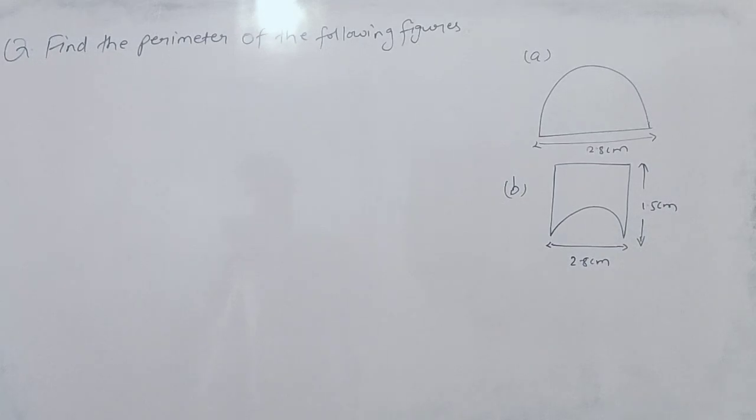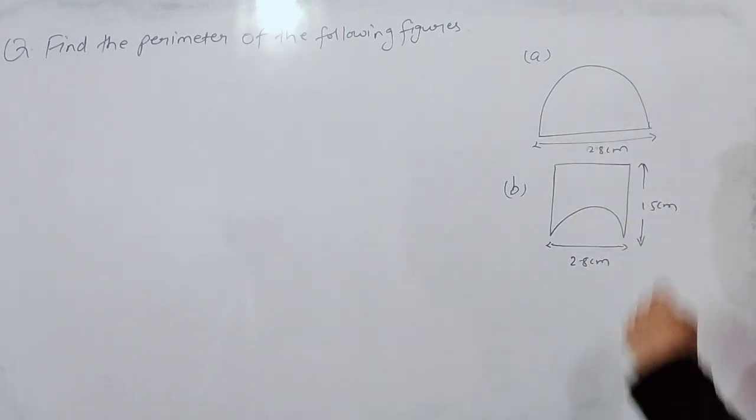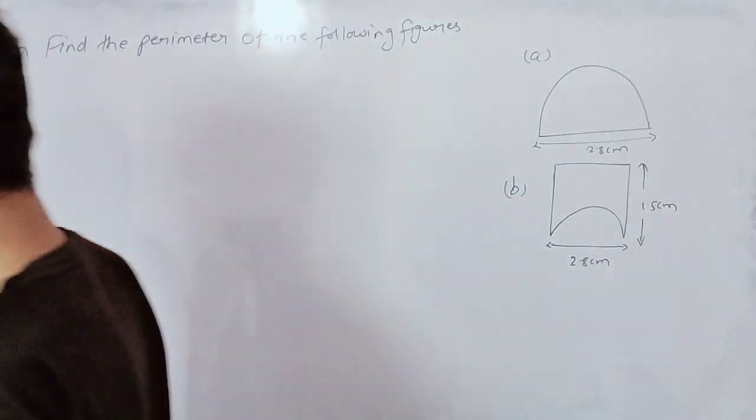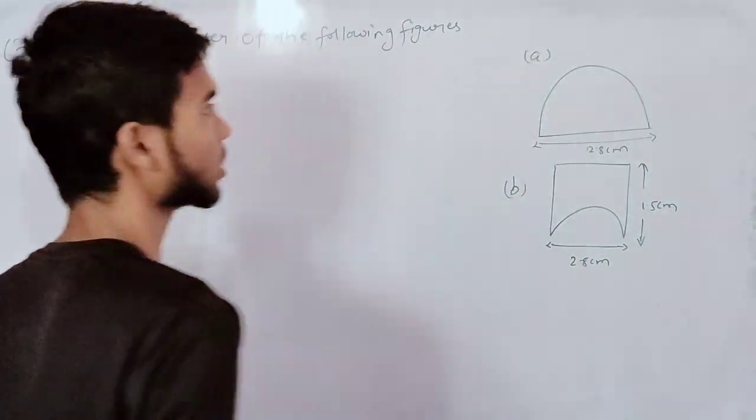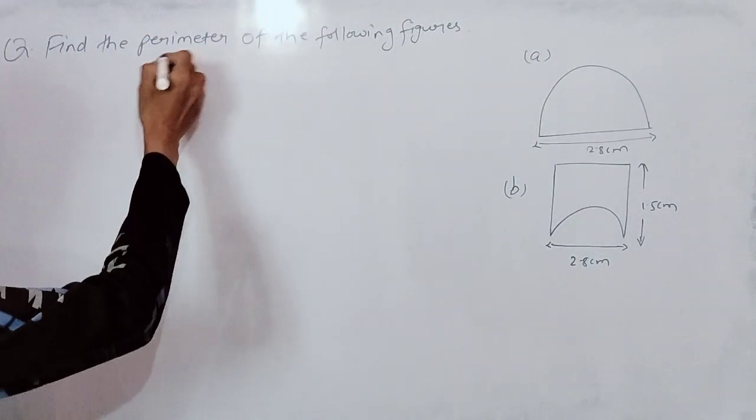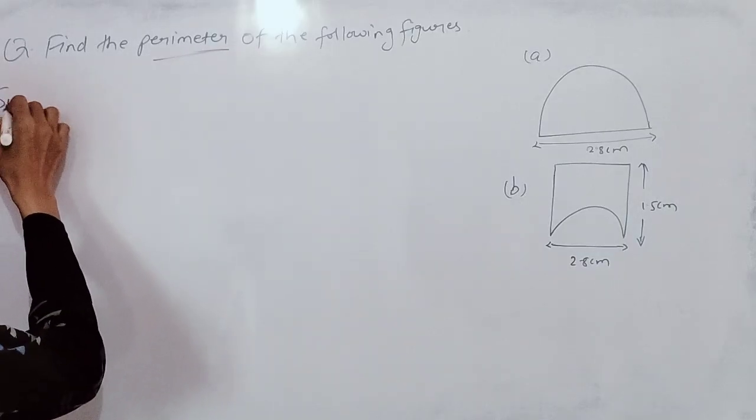The question is asking, find the perimeter of the following figures. We have two figures. First is this and second is this. We have to find the perimeter of each figure. Let's start from this figure. Only perimeter, not area.